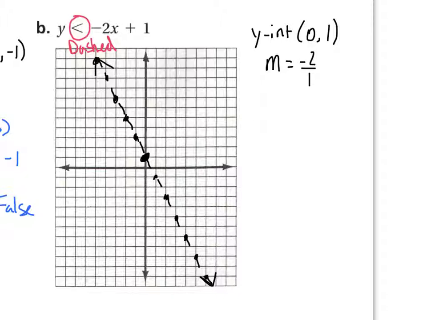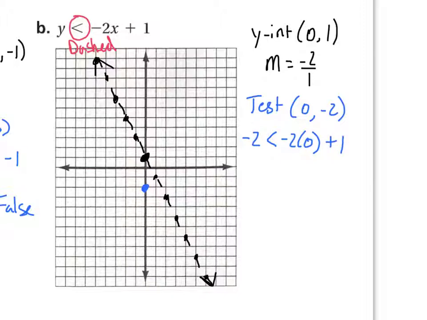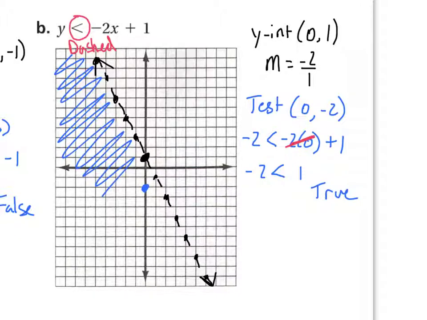Well, again, we want to pick a test point. Any test point anywhere will work. So I'm going to pick this guy here. So I'm going to test 0, negative 2. So let's plug that back into the original inequality. I have negative 2 is less than negative 2 times 0 plus 1. Well, negative 2 times 0 is 0. 0 plus 1 is 1. So negative 2 is less than 1. That is a true statement. So that means we have found the true side of our graph. And so we shade the true side.